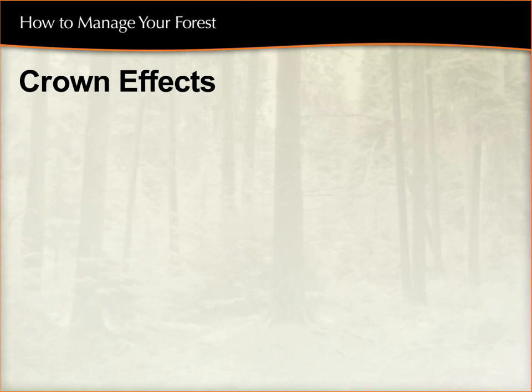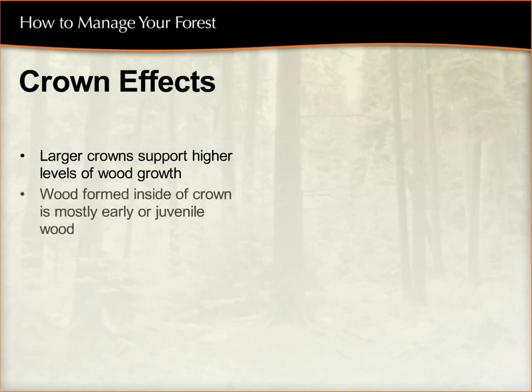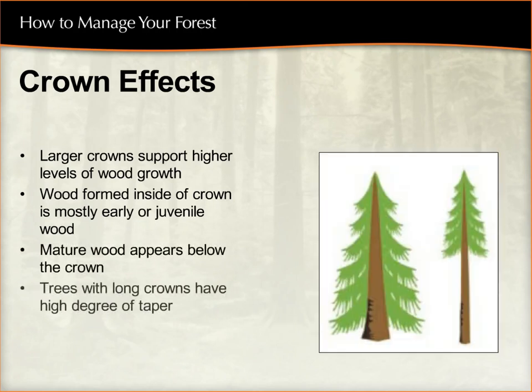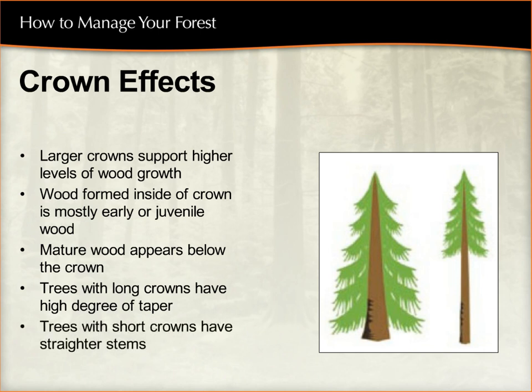Obviously, the crown of the tree has huge effects on how a tree grows. A large crown supports high levels of wood growth, and the wood formed inside of the crown is mostly the lighter and weaker juvenile wood, while mature wood appears below the crown. Trees that have long crowns tend to have a high degree of taper, meaning the diameter of their trunks decreases rapidly as you move from the base to the top of the tree. But trees with short crowns do not taper rapidly below the crown, giving the tree a much straighter stem.